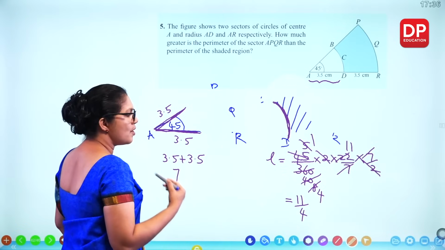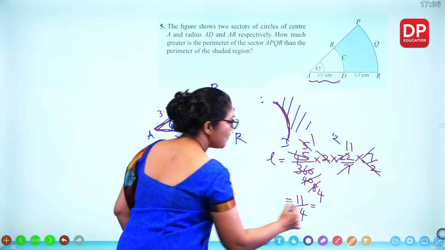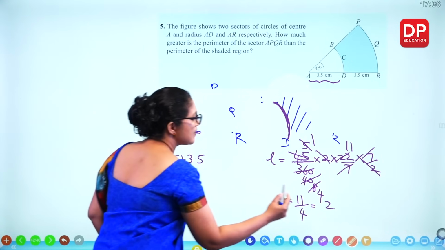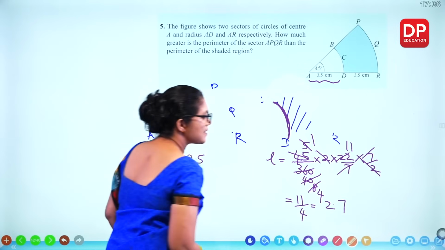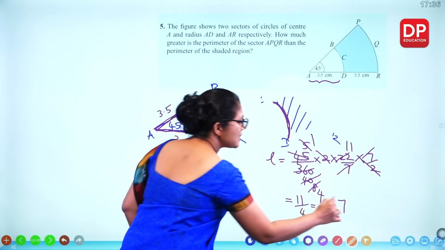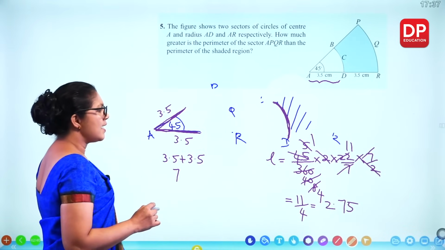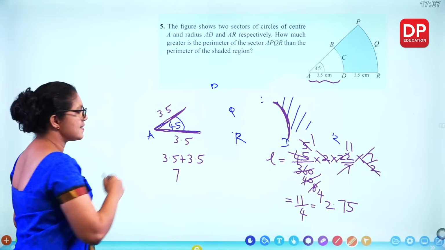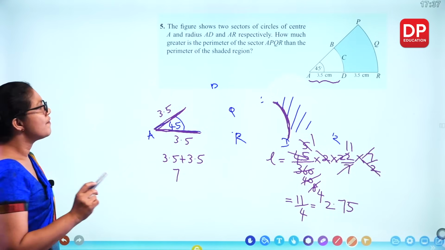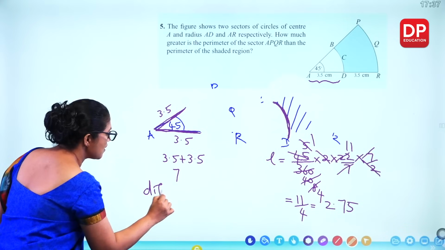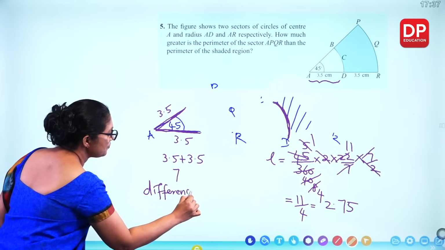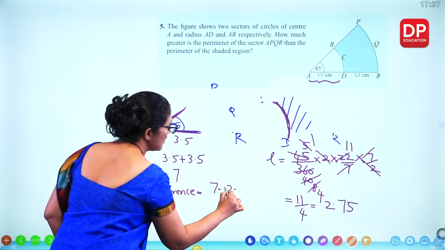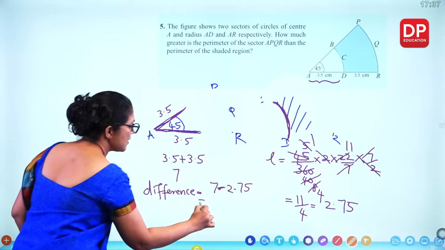11/4. So when you write as a decimal value, what is 11/4? You get 4 times 2, 8, and 30, you get 4 times 7 is 28, and for 20, that's 5. So here you get the arc length as 2.75 and these two lengths 7. So we need the difference. So difference is equal to 7 minus 2.75. So what's the difference?